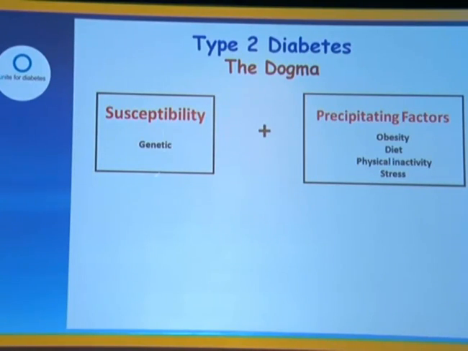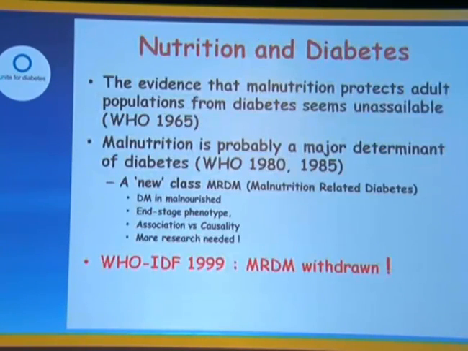It's non-modifiable. And my research under David Barker's guidance has concentrated on trying to find out a modifiable non-genetic susceptibility to type 2 diabetes. And one of the modifiable factors is of course nutrition. And how confused we are about nutrition is seen from the reports of WHO committees.